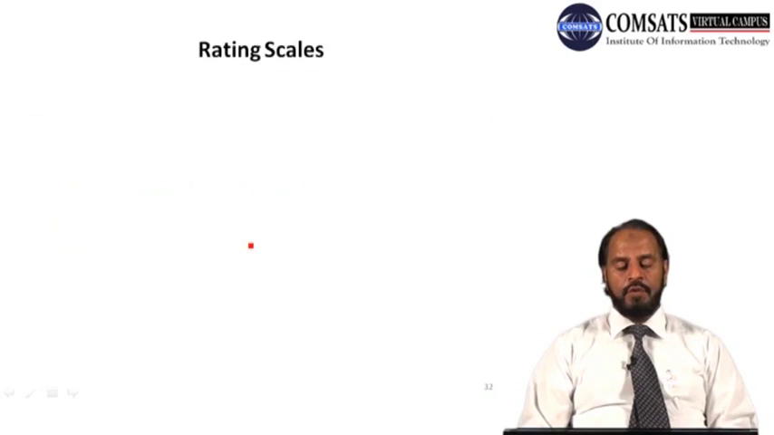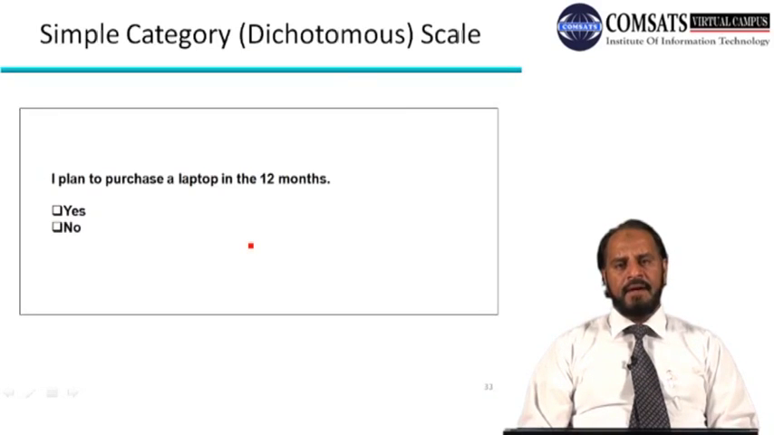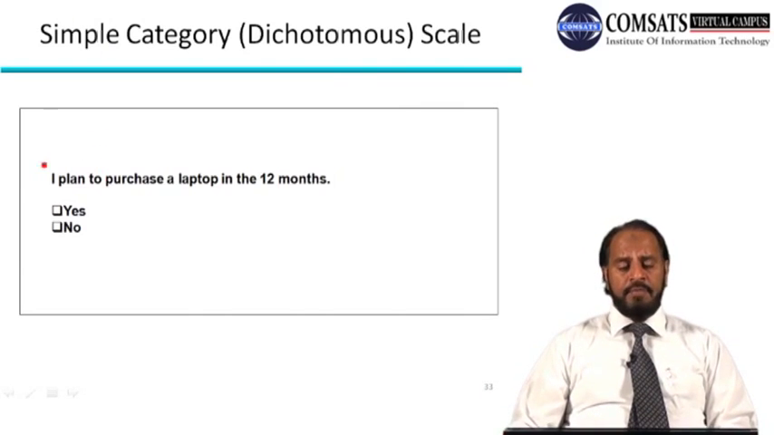Let's talk about some of what we call rating scales. Again, these scales are basically based on the 4 scales which I already discussed. Some of the subtype examples we can look at. It's called a simple dichotomous scale. Again, it looks like a nominal scale here. In this scale we're trying to see, I plan to purchase a laptop in 12 months. Now the choices you have are just 2, yes or no.